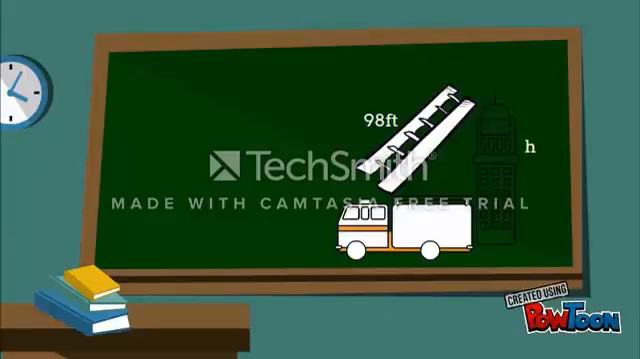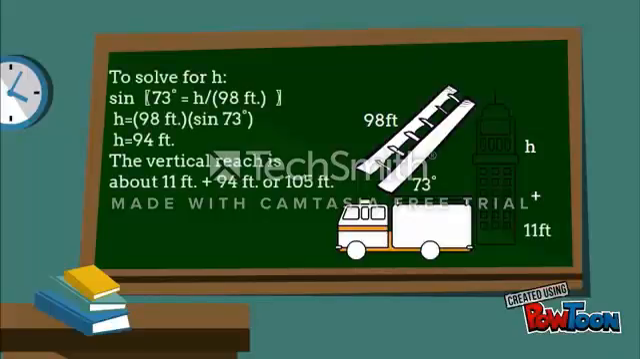But the problem tells us that the ladder is 11 feet above the ground, so we need to add it to our previous answer to get the correct vertical reach. 94 feet plus 11 feet is equal to 105 feet. So the answer will be 105 feet.